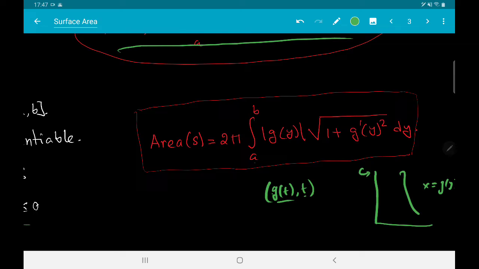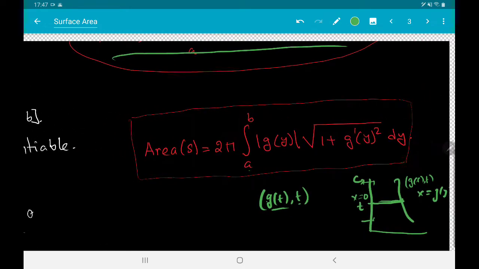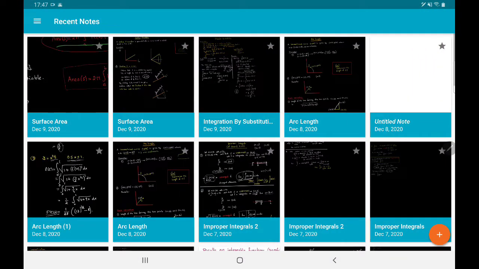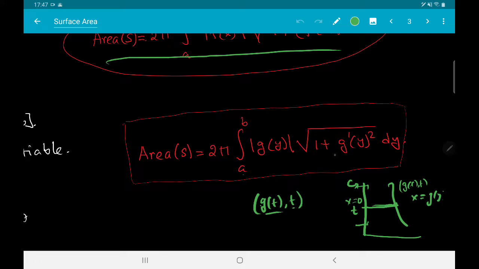So the equation of the y-axis is given by x equal to 0. It doesn't matter. If I pick a random point between y equal to a and y equal to b, which I call t, then the corresponding point is given by (g(t), t). So the distance between this point and our axis of rotation is given by g(t). So we just plug in all these things here to get to the formula that we are interested in.